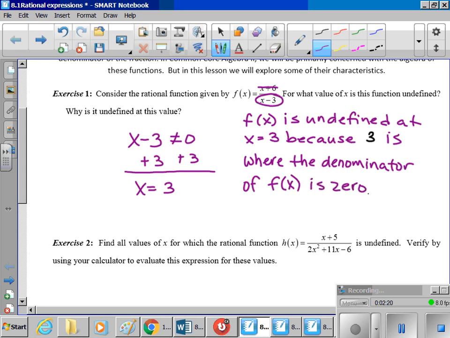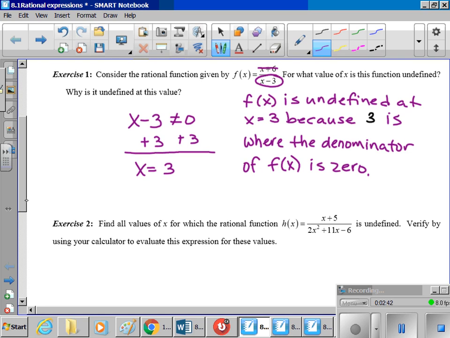Now, that's the reason we call it a rational function. Whenever we see rational, we're assuming fractional, because the definition of a rational number is any number that can be represented as a fraction. So a rational function is generally a function that is represented as a fraction.